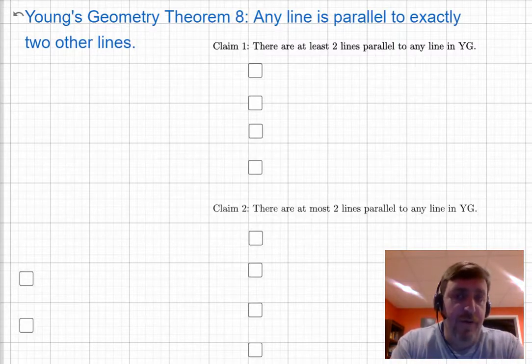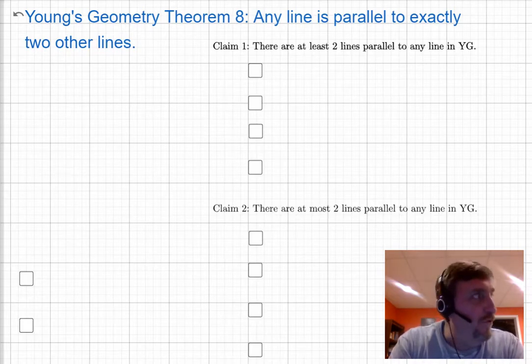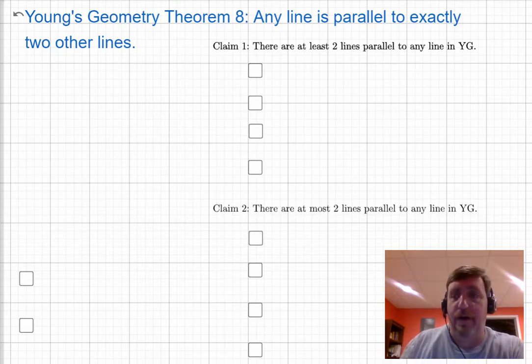Young's geometry theorem 8 says that any line in the geometry is parallel to exactly two other lines. I want to go through this proof very carefully because it's got a couple of things. First of all, like most proofs in geometry, it's a constructive proof. We have to make sure when we're building the construction that we're doing it in general, for arbitrary elements, arbitrary objects.